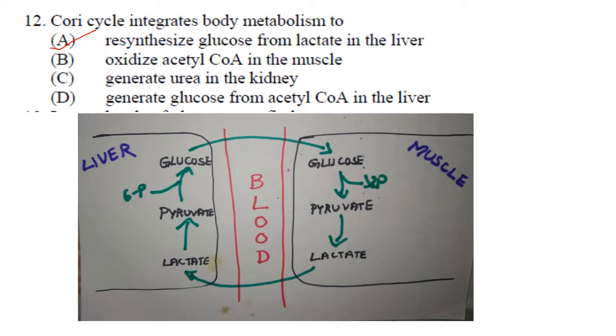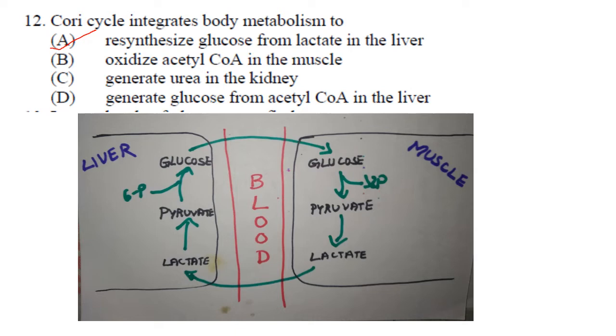Next one. Cori cycle integrates body metabolism to option A, resynthesize glucose from lactate in the liver, or option B, oxidize acetyl-CoA in the muscle, option C, generate urea in the kidney, and option D, generate glucose from acetyl-CoA in the liver. So we can see that the liver furnishes the glucose to the contracting muscle.